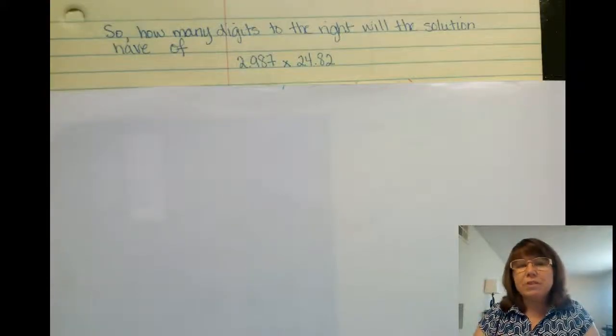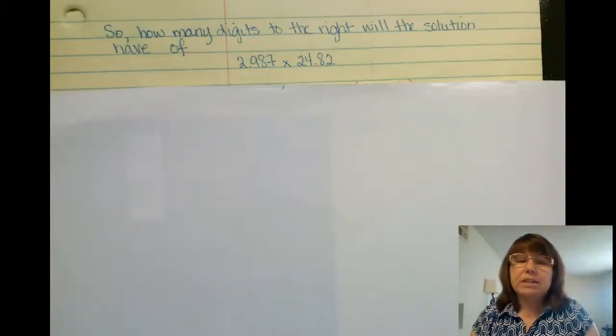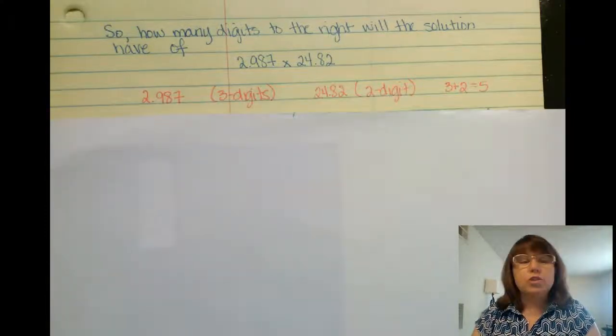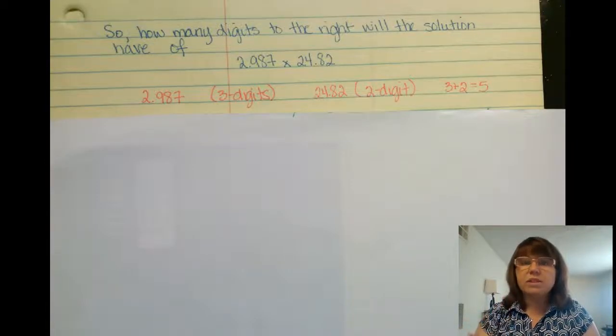So using what we know, how many digits to the right will the solution have of 2.987 times 24.82? 2.987 has 3 digits, and 24.82 has 2 digits to the right. Therefore, 3 plus 2 is 5. So our solution should have 5 decimal places to the right.